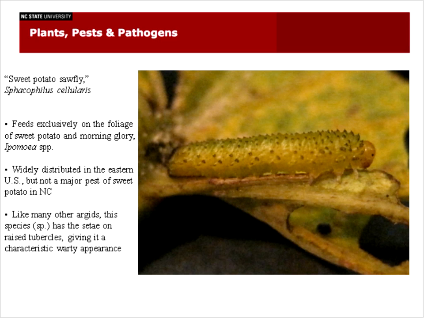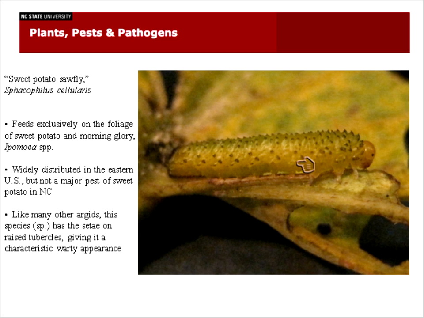But this one, the sweet potato sawfly, and the reason I have that in quotes is that the Entomological Society of America maintains a standardized list of common names, and this species doesn't actually have an assigned common name, but we can call it the sweet potato sawfly. And it feeds exclusively on the foliage of Ipomoea species, the sweet potato and the morning glory. Although this species is widely distributed in the eastern United States, it is not a major pest of sweet potato in North Carolina.